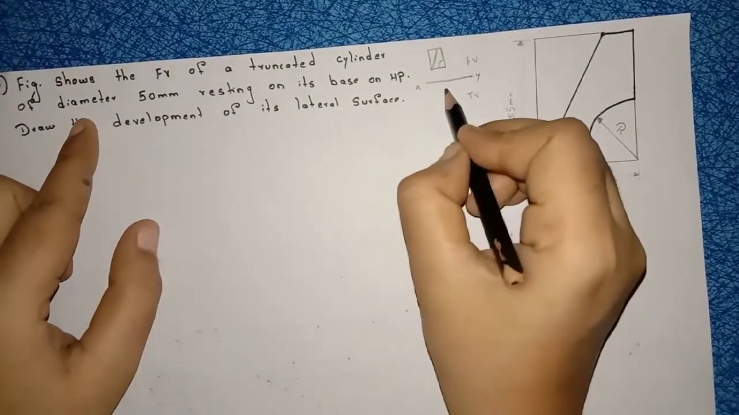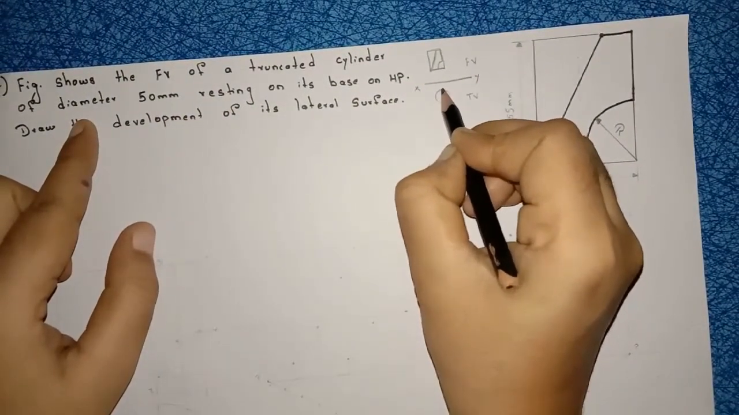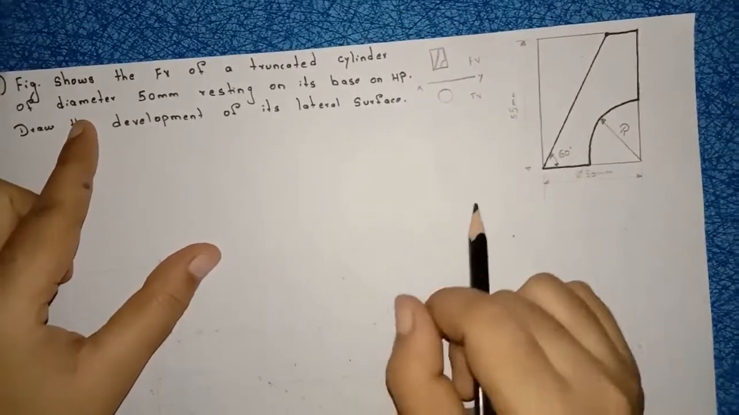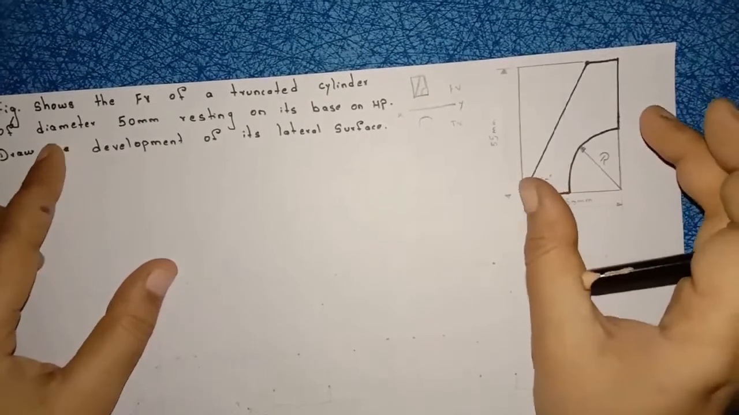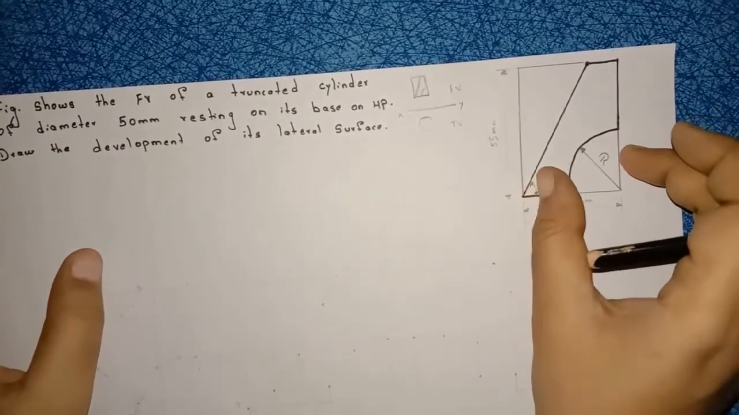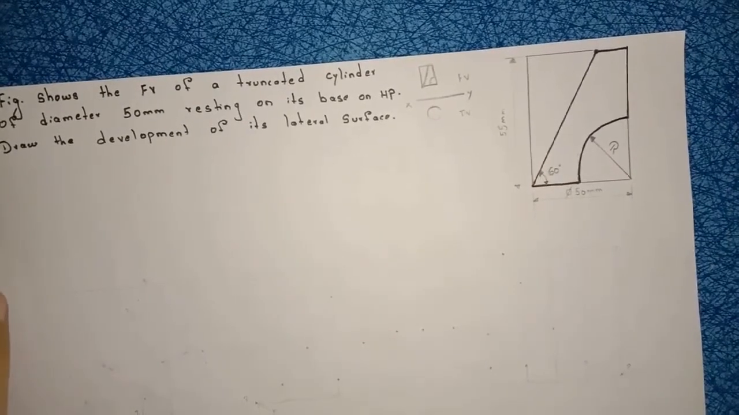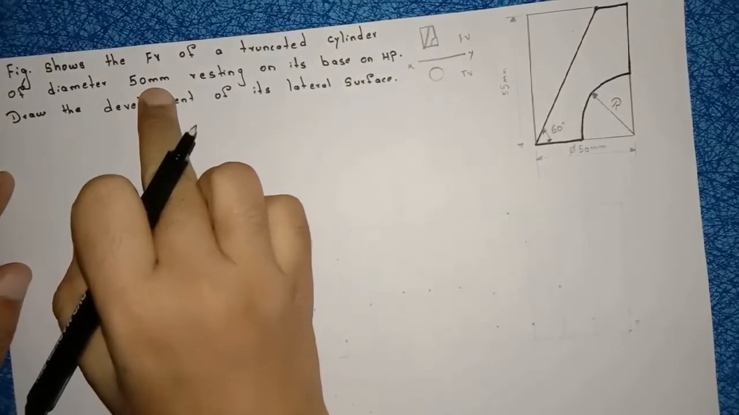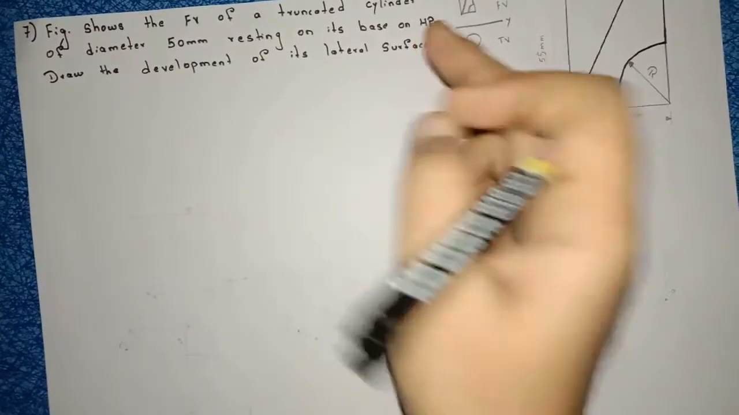Cylinder is resting on its base on HP. So you have to construct the cylinder on HP. You have to project this one and you have to construct this, right? Based on this diagram, now we have to construct the development of the cylinder, right? So let us see how to construct this problem. Here they mention that the cylinder diameter is 50 mm resting on its base on HP.